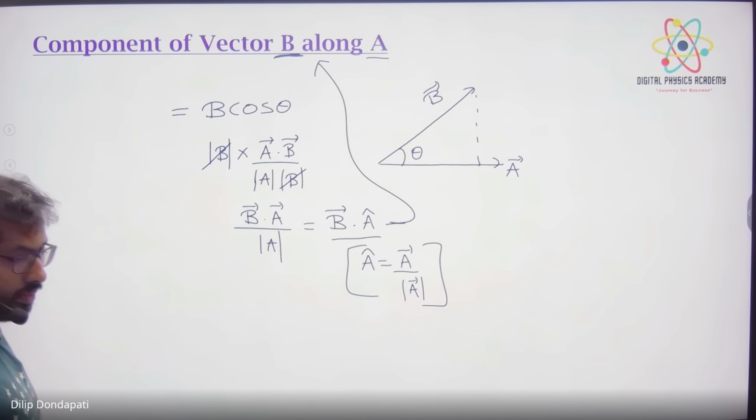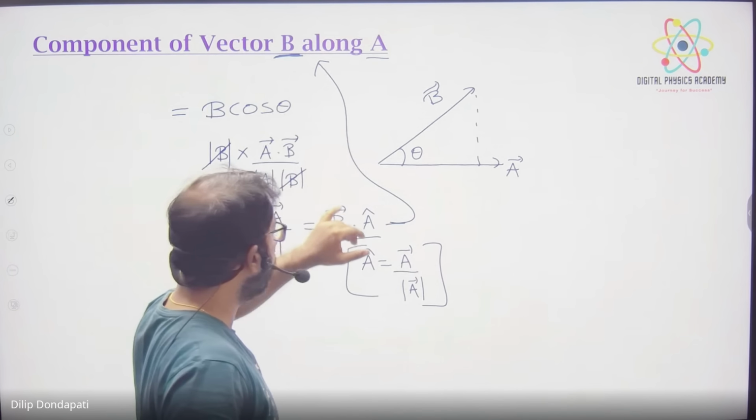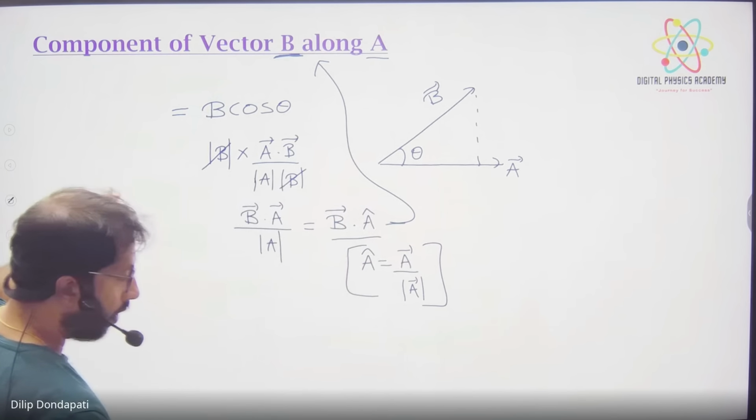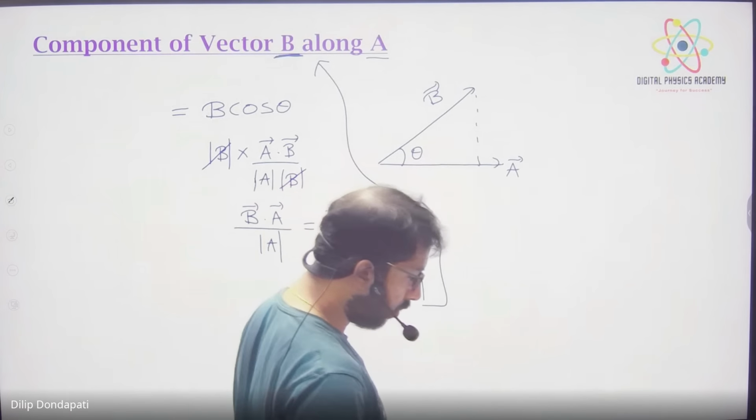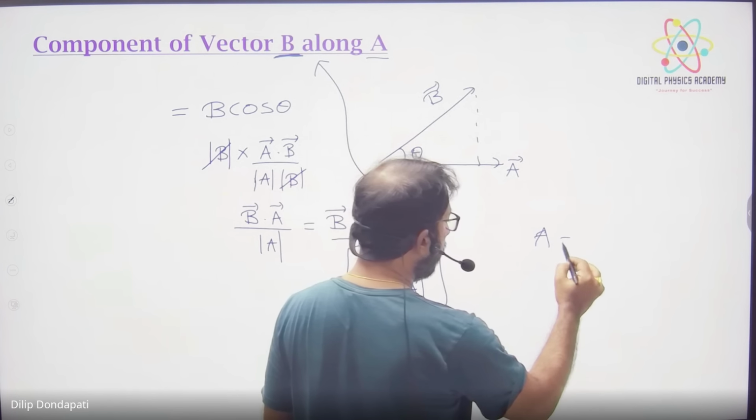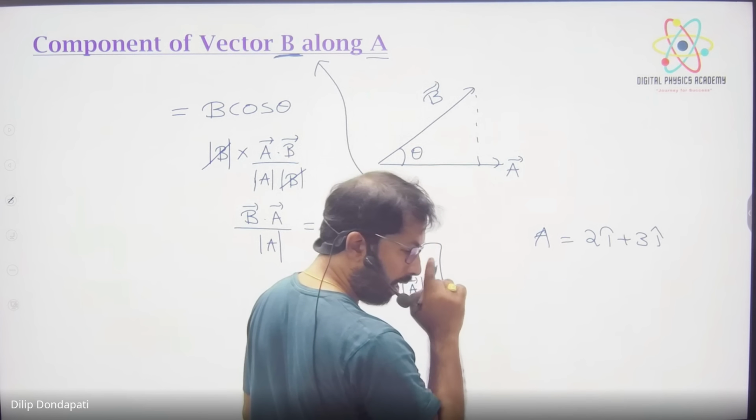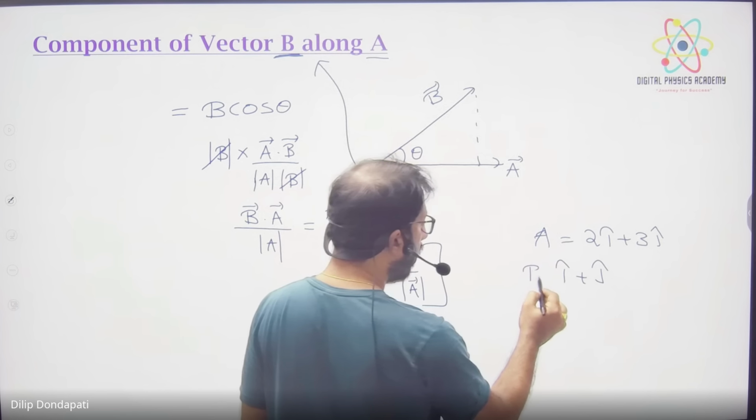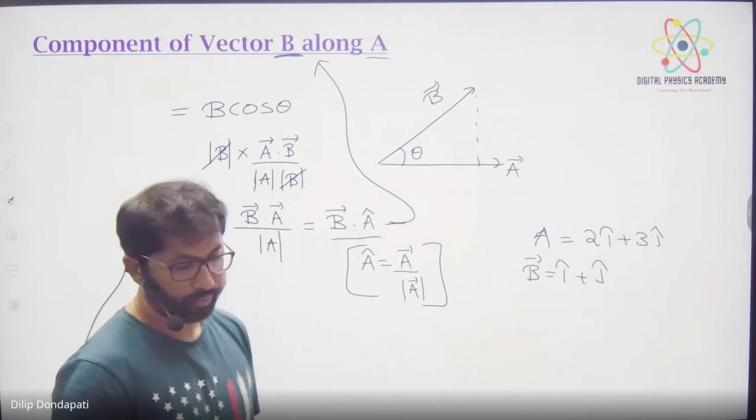Done? Okay. So what is the formula? Component of B along A means B vector dot A cap. Now find the component of, tell me, A vector given as 2i cap plus 3j cap, along the vector i cap plus j cap. I want to find the component of A along B.